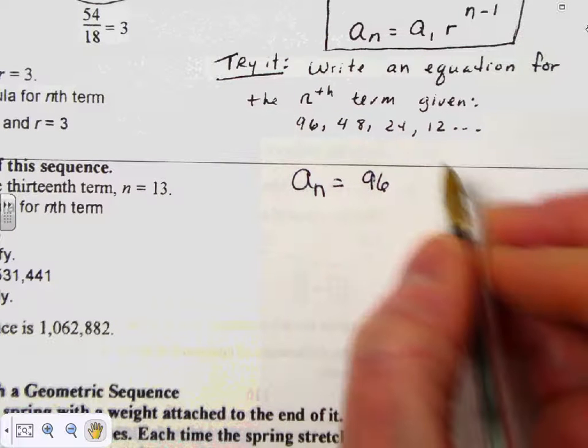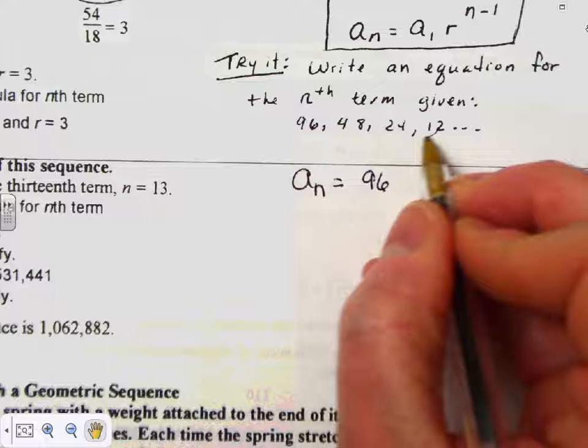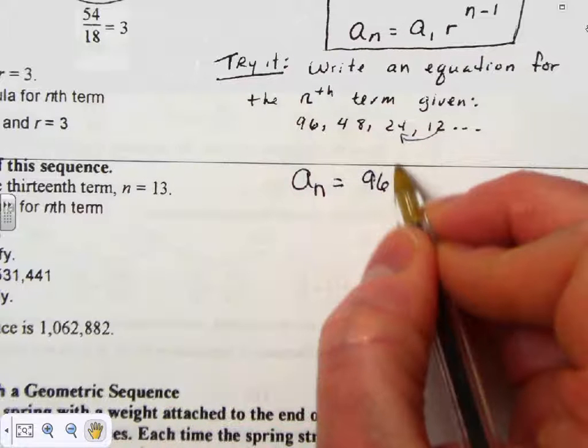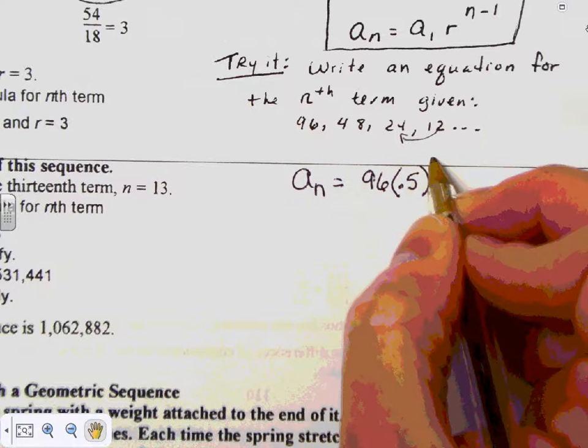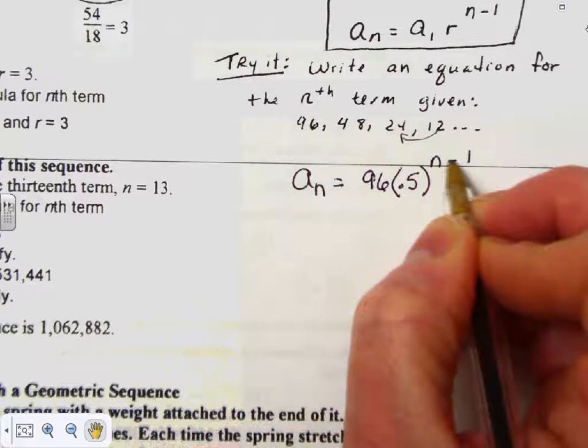And I have to find my ratio. So 12 divided by 24, yep, that's a half, so 0.5. And it's raised to the n minus 1 power.